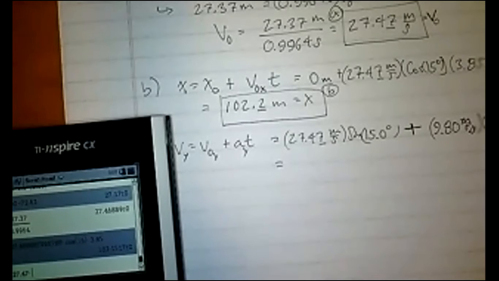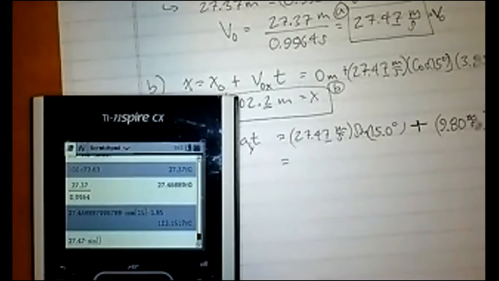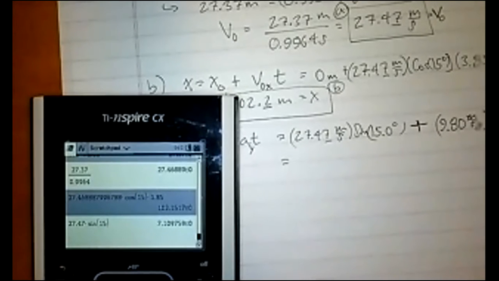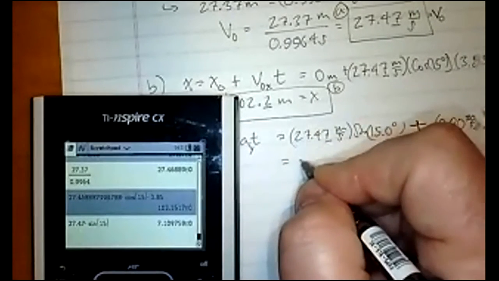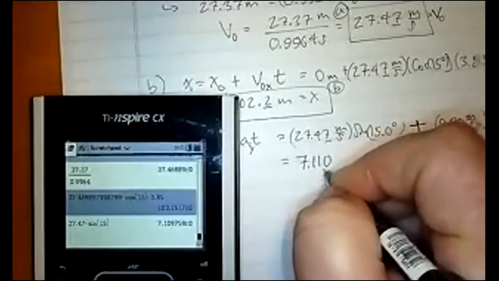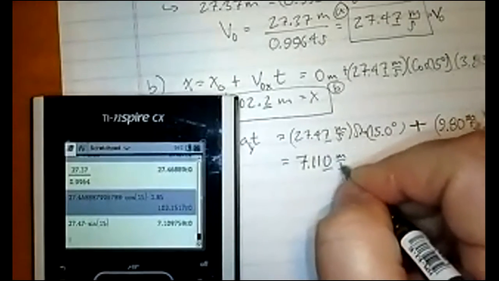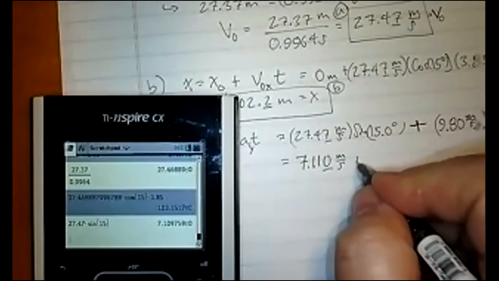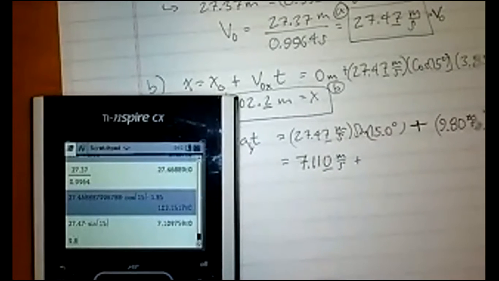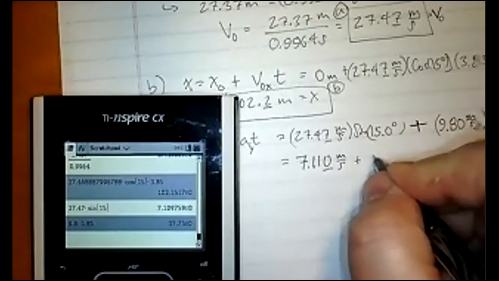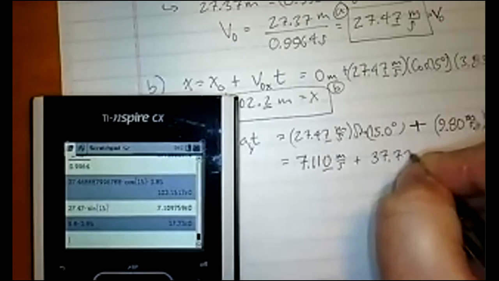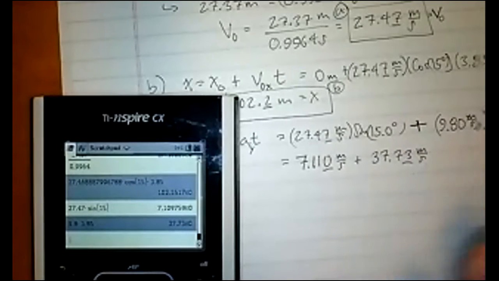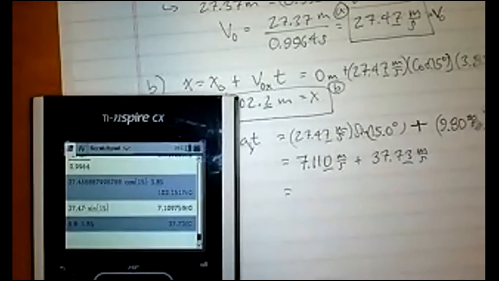27.47 times trig function, I'm going to use sine 15. And I see that 7.110, carrying one extra sig fig, meters per second is the initial downward velocity. Plus it's going to accelerate by 9.8 times 3.85. That's going to give me 37.73 meters per second.